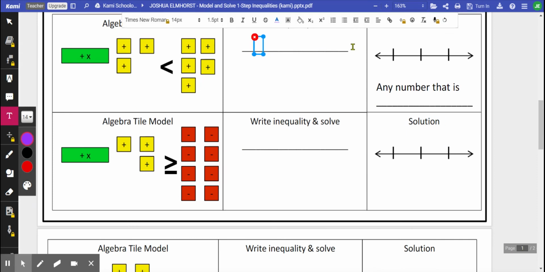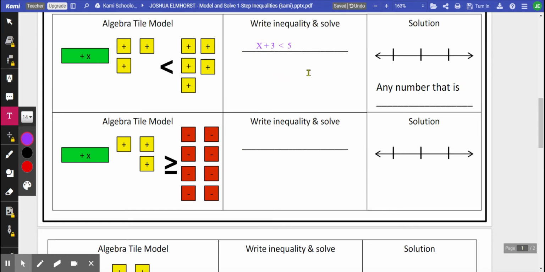Okay, so if we take a look at the equation here, we have x, and honestly we could write 1x there too. It's just one variable x. Let's say x plus 3 is less than 5. All right, so we're just starting with a one-step equation here, real simple. So we've got x plus 3 is less than 5.